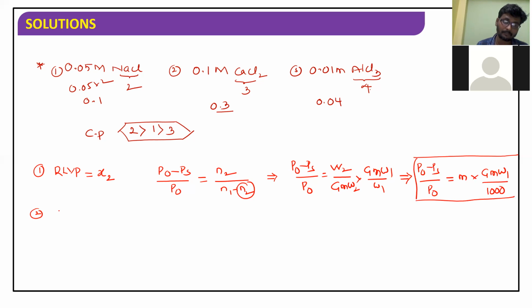Second one, delta TB is equal to Kb into m. In the place of molality, you write weight by gram molecular weight into 1000 by weight of the solvent. Third formula is delta TF is equal to Kf into m. Fourth one, osmotic pressure formula, pi is equal to CRT or pi is equal to CST.